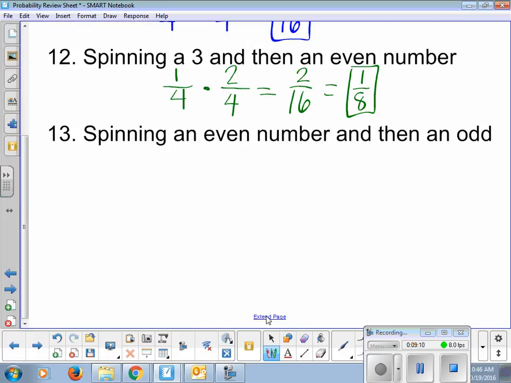For number 13, spinning an even and then spinning an odd. How many even numbers? 2 out of 4. And how many odd numbers? 2 out of 4. We multiply. 2 times 2 gives us 4. 4 times 4 gives us 16, and it simplifies to 1/4.